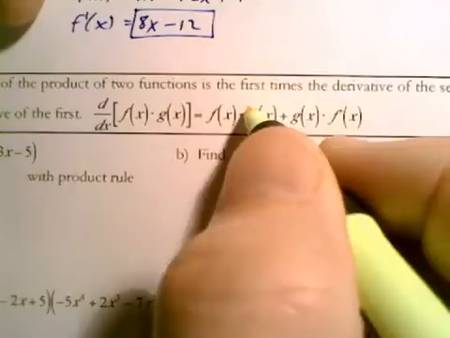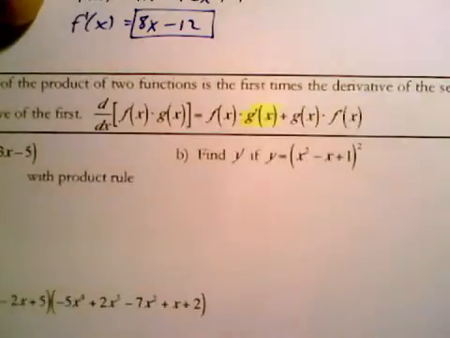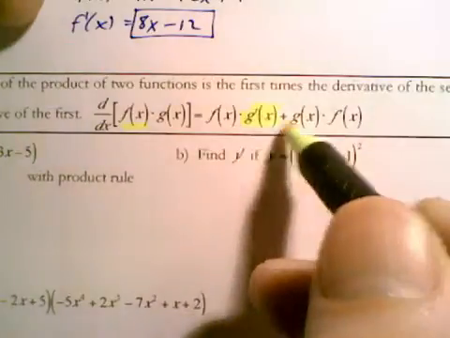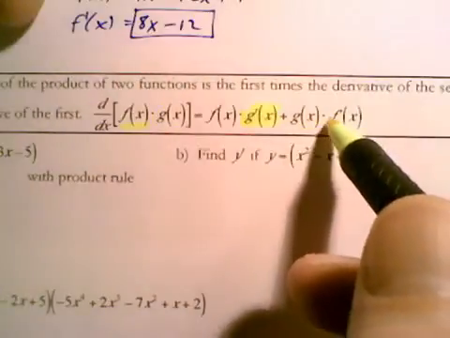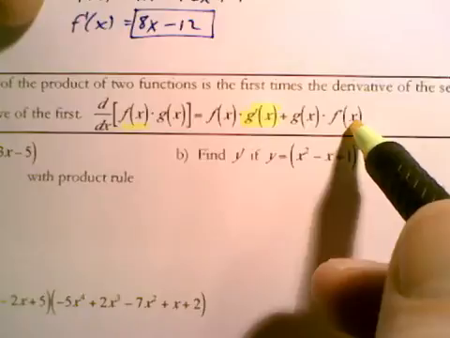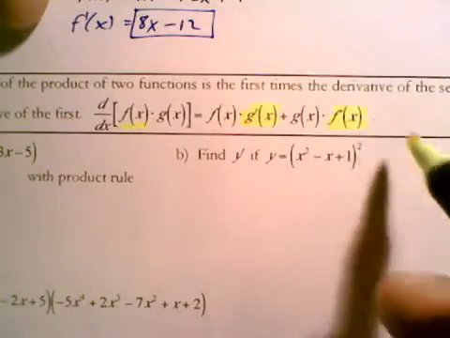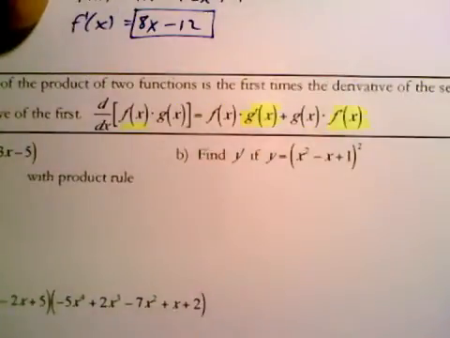Okay, and so I'll put the derivative in yellow. So the first function times the derivative of the second function plus the second function multiplied by the derivative of the first function. Okay? And so the derivative of the first function is right there. So let's go ahead and do one.